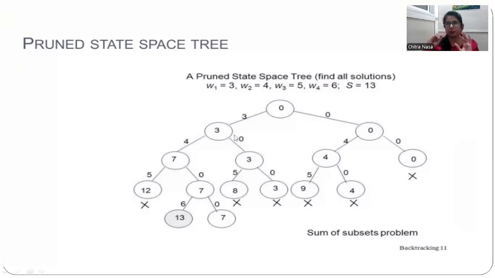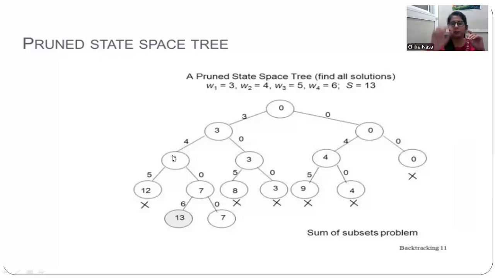The targeted value initially started with 0, which means we have no value right now. We have to achieve our sum of 13. If I add item 1, it means I am adding its weight: 0 plus 3, the outcome will be 3, right? And if I am not selecting item 1, then my weight will remain 0. This is level 0 with no item. This is level 1, adding item 1 or not including item 1.